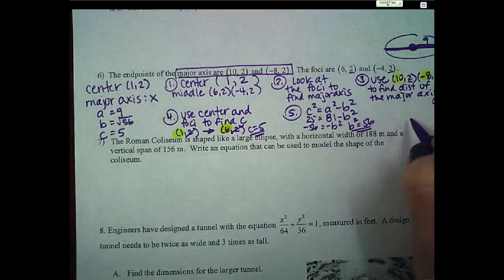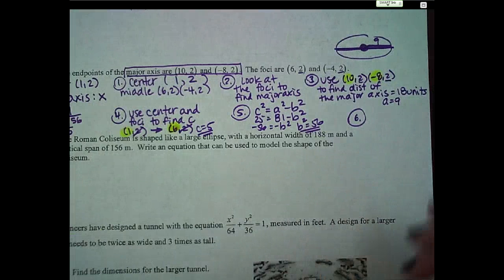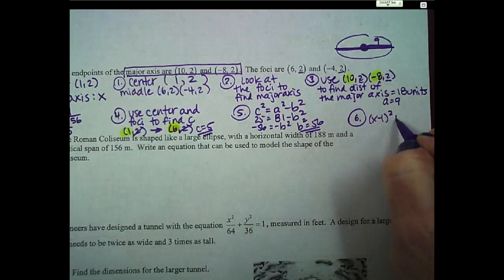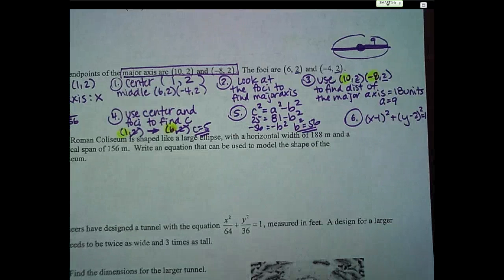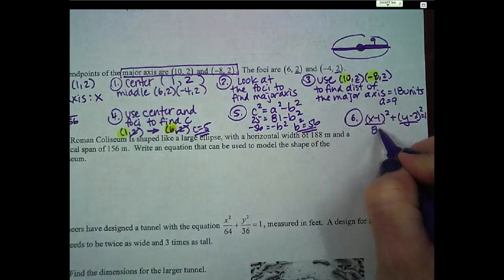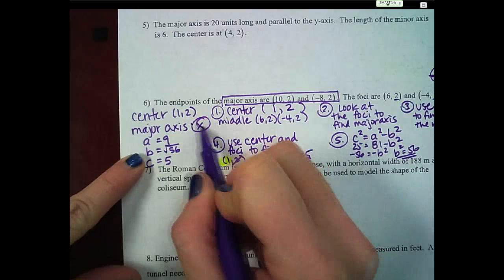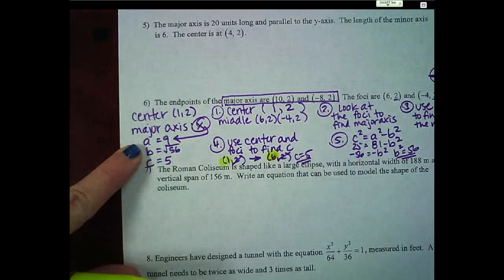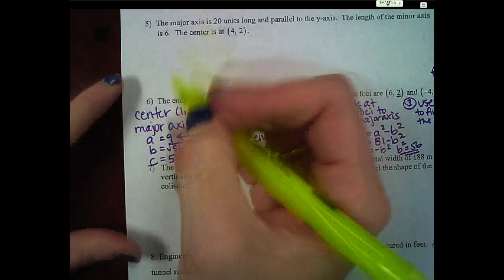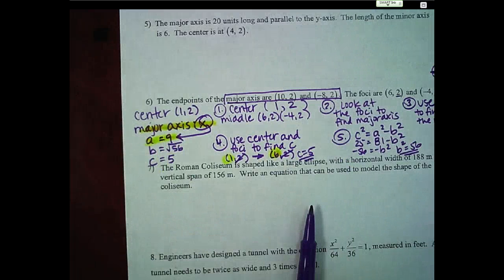So for your last step, write the equation. You're going to use the center, which will be x minus 1 squared plus y minus 2 squared equals 1. And on the x-axis, it's a. So a squared is 81. And I know that x goes with a because a goes with my major axis. Look, that's important. Right? I knew where to put the 81 because my major axis, they said, was x. If they had said y, I would have put the 81 over the y.